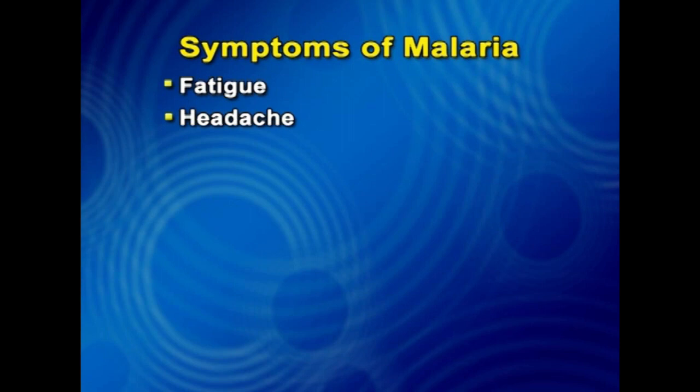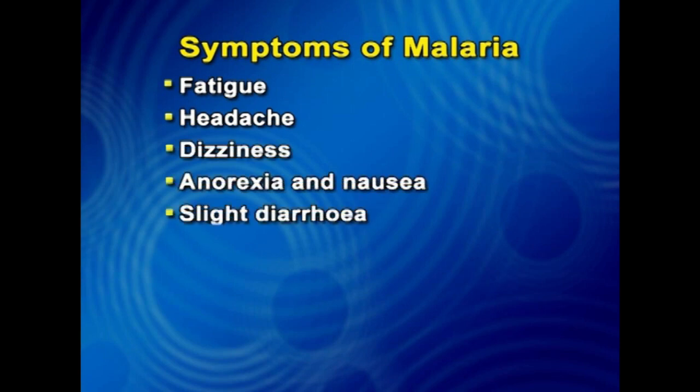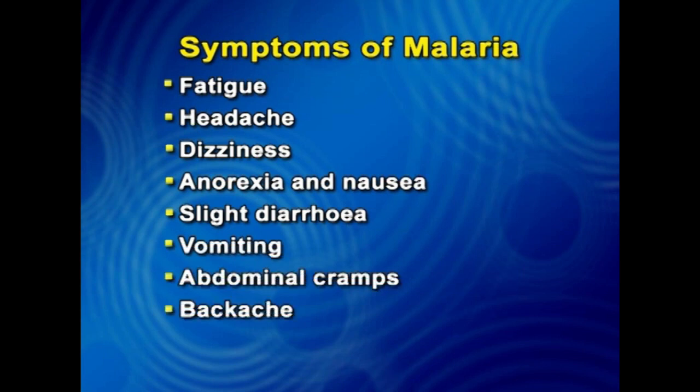Symptoms include, over 4 to 6 hours, shaking, chills, fever of 41 degrees centigrade or higher, and the sweating stage, fatigue, headache, dizziness, anorexia and nausea. There will be slight diarrhea, vomiting, abdominal cramps, backache and dry cough. When acute symptoms have continued for 4 or more days, splenomegaly, that is enlargement of the spleen, usually appears.